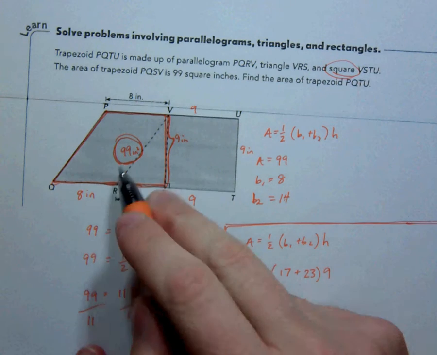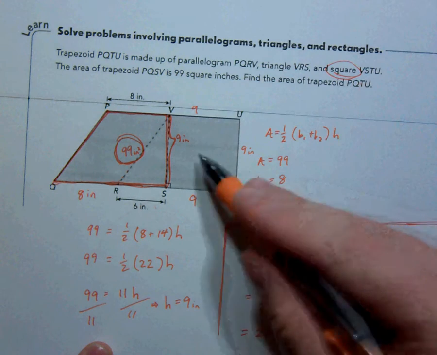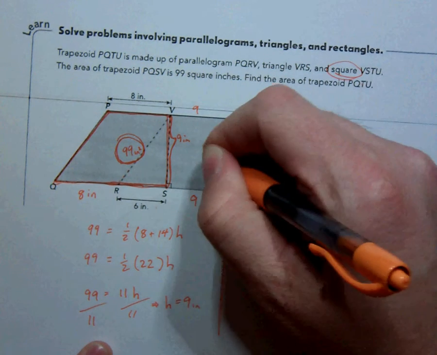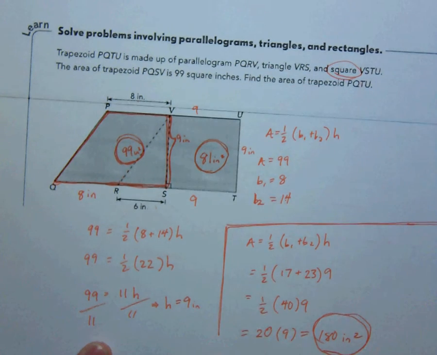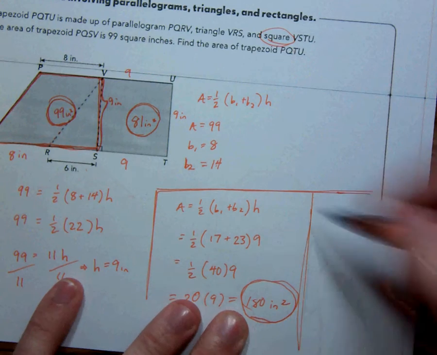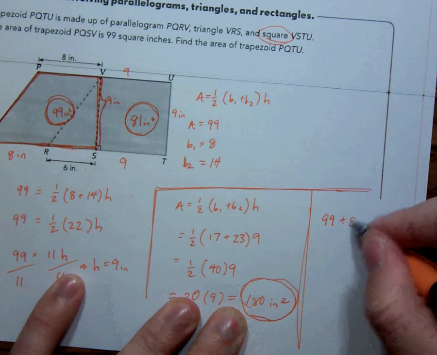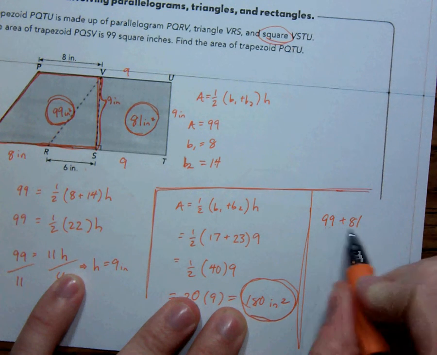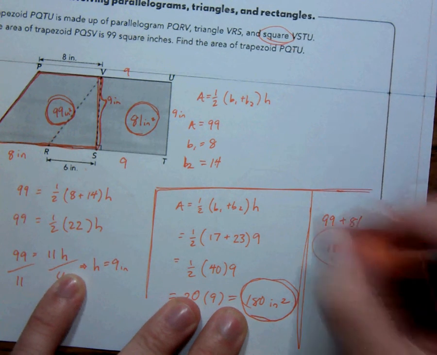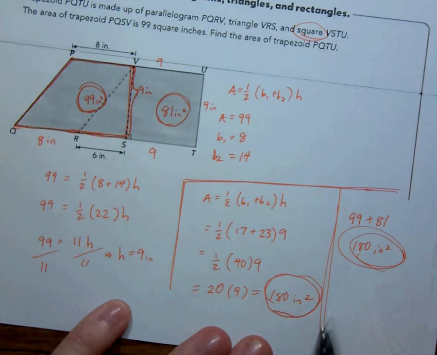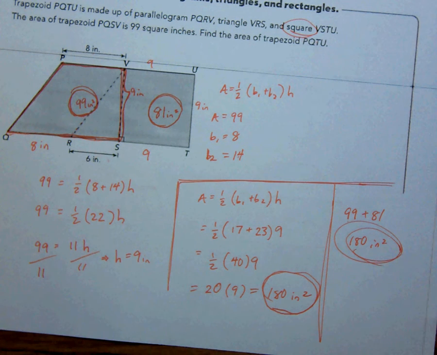We already know this is 99, so we just need to know what this square is. The side lengths are 9, so the whole area of the square is 9 times 9, which is 81 inches squared. So the area of the whole thing is this little trapezoid, 99, plus this square, 81. 99 plus 81. Well, 99 plus 1 is 100, plus 80 is 180 inches squared. And I don't know about you, but I don't think this was super difficult, but it's a lot easier just to write that. So that's all for composite figures.